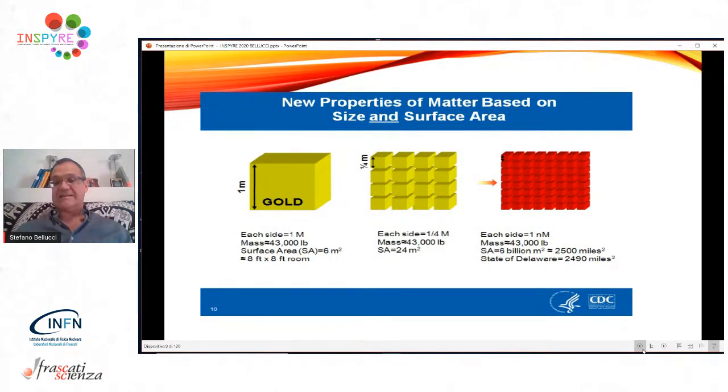And here is a classic example taken from the internet, where you start from a cube of gold with 1 meter side. The total surface is easily calculated, it is 6 square meters, and can cover the floor of a very small room, 8 feet by 8 feet, because it's taken from the US site. Now, if you break the side of the cube into four parts, then you multiply the surface by a factor of 4. You scale up from 6 to 24 square meters. If you imagine repeating this operation until you get to a very tiny size, that is 1 nanometer, then the mass remains the same, but the total surface is enhanced to about 4,000 square kilometers or 2,500 square miles. That would cover the surface of a medium-sized state in the United States, or in Italy, a medium-sized region.